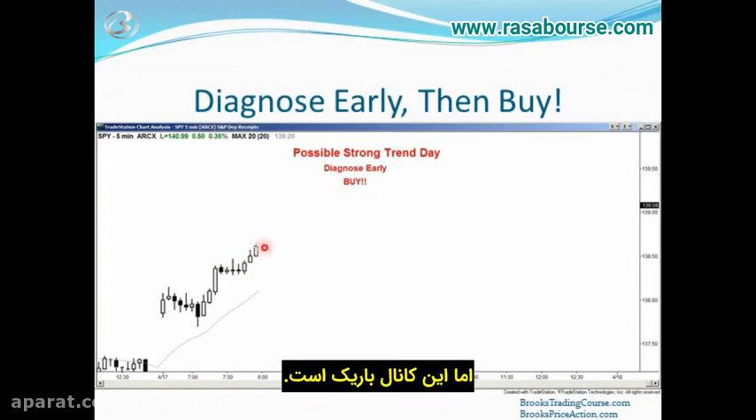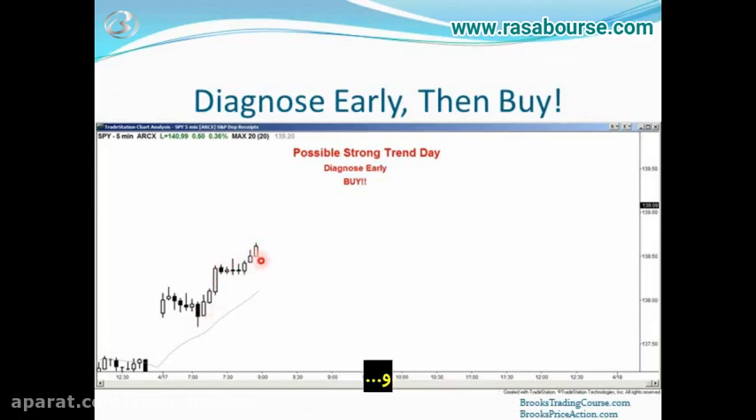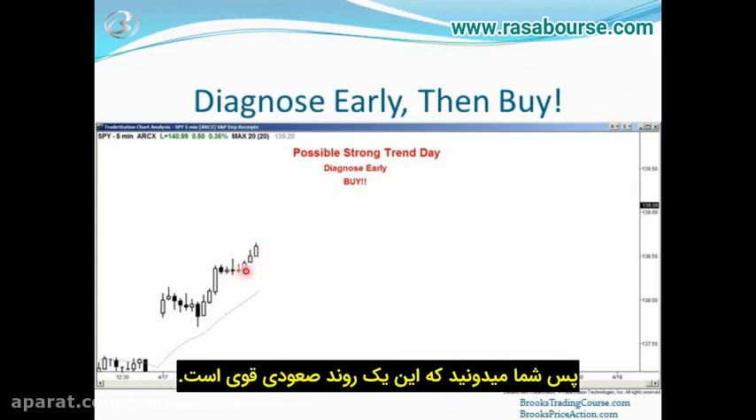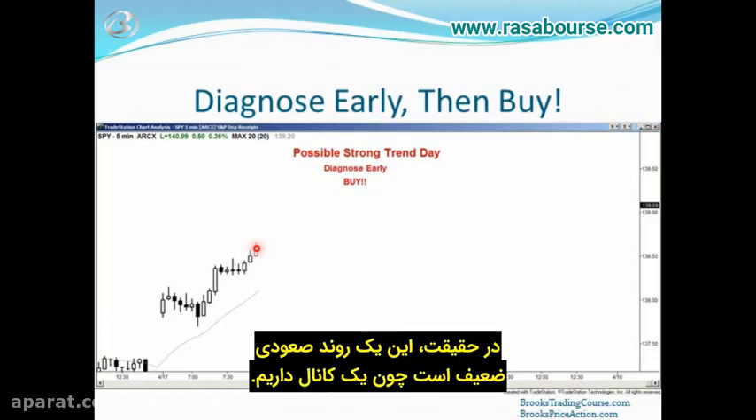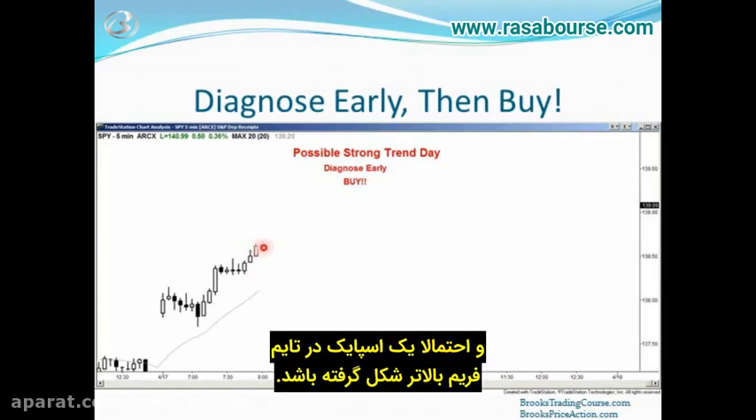But the channel is tight. The distance between the trend line below and the trend channel line above is very small. And the pullbacks are very, very small. It's not even pulling back. So you know that this is a strong bull trend. Well, it's actually a weak bull trend because it's a channel, but it's a very strong channel, and it probably is a spike on a higher time frame chart.